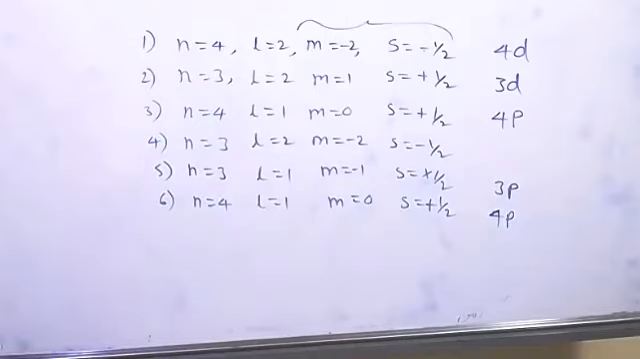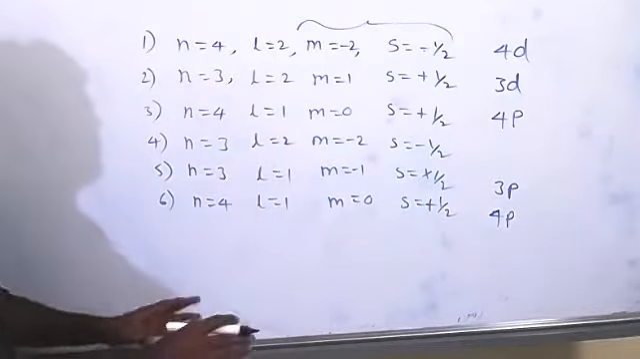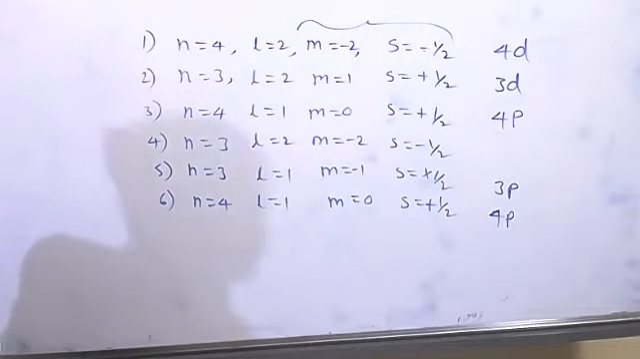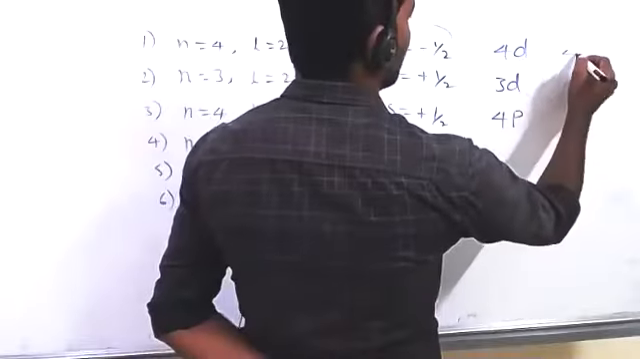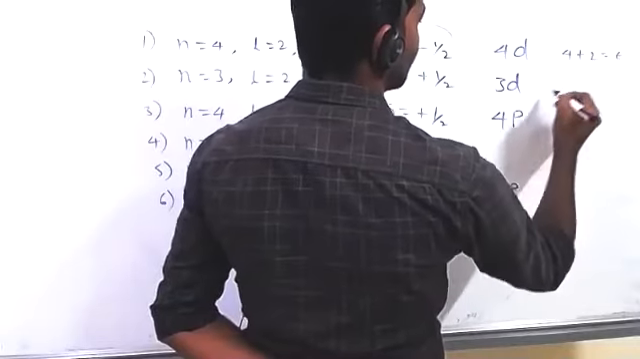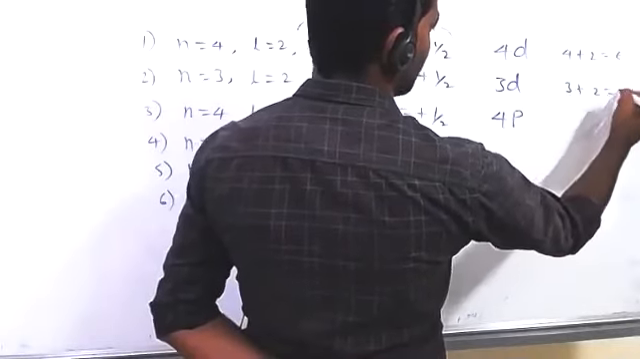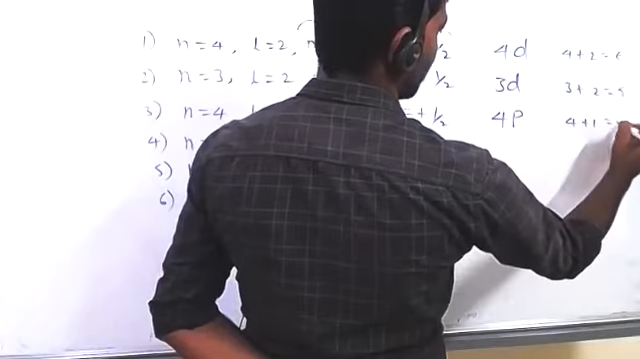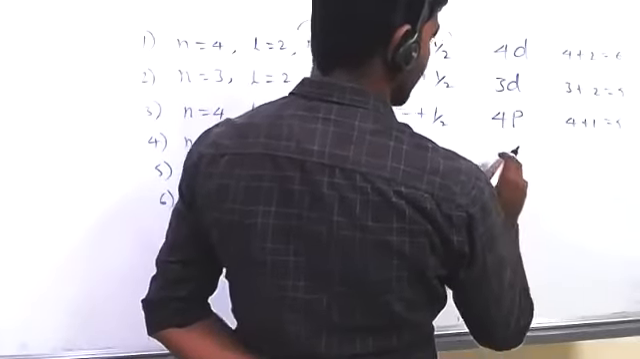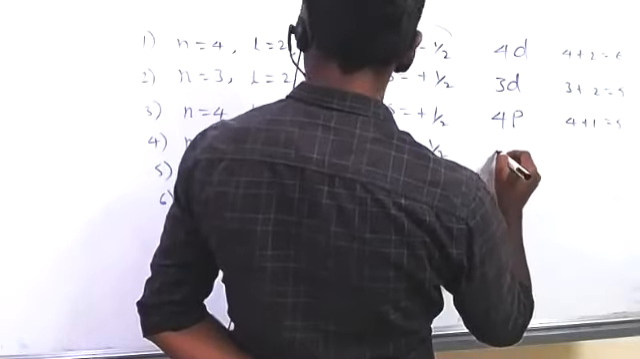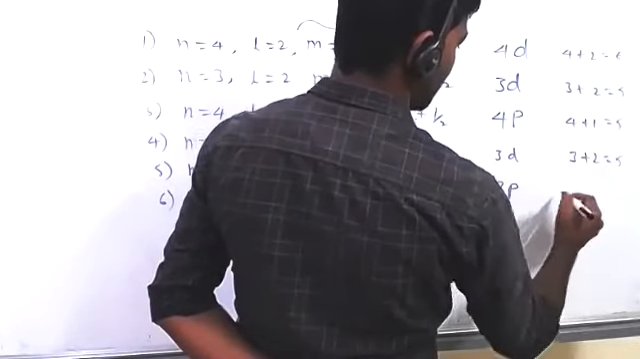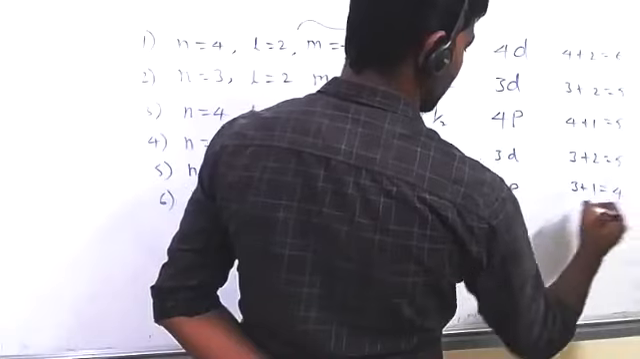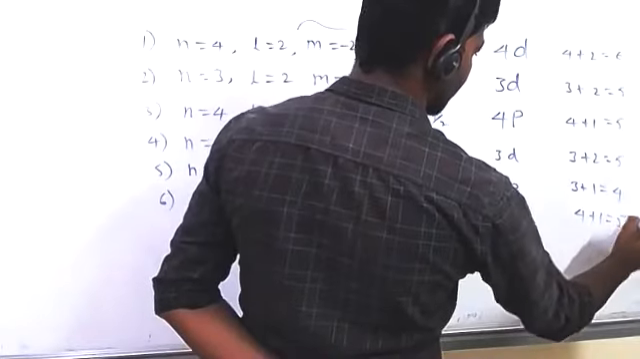Sir, even second and fourth. It's okay, no problem. We'll just arrange those both in equal energy. 4D, 4 plus 2, 6. 3 plus 2, 5. 4 plus 1, 5. So here earlier 3D, no? This is also 3 plus 2, 5. 3P, 3 plus 1, 4. 4 plus 1, 5.